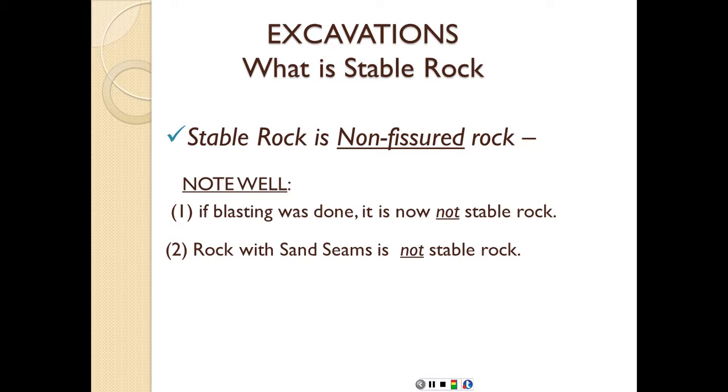What is stable rock? Again, stable rock is non-fissured rock, solid rock with no cracks in it. So note, if blasting was done, if the method of excavation into that rock was blasting, blasting by default is going to create cracks in the remaining rock that has not been excavated. So now it is not stable rock anymore because it has fissures or cracks, so it must require some side protection. Rock with sand seams is not stable rock either. So if you find some sand seams inside the rock, which are basically filling these fissures or these cracks, it is not stable rock anymore.